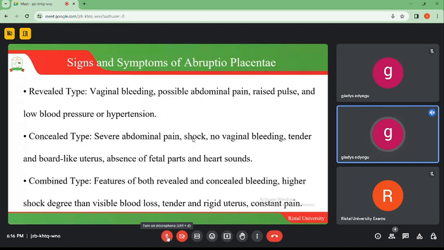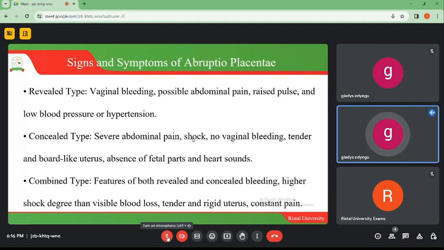Then also there is no vaginal bleeding, tender and board-like uterus, absence of fetal parts and heart sounds. You may not get the fetal sounds, and you may not get even the heart sounds of the baby. When you are monitoring the fetal well-being, you may not get all that, and you may realize that this baby might have either passed on, or the baby is having asphyxia, and you may end up losing this baby if there is no appropriate and fast intervention. So there will be severe abdominal pain because the blood has concealed, and the mother can be in shock because there can be too much blood inside. She has lost a lot, though you don't see it per vagina, but the mother can get into shock.